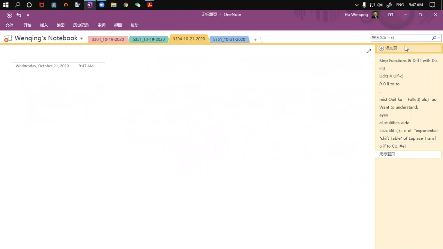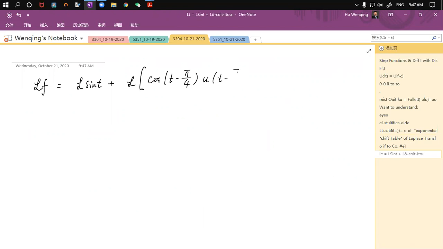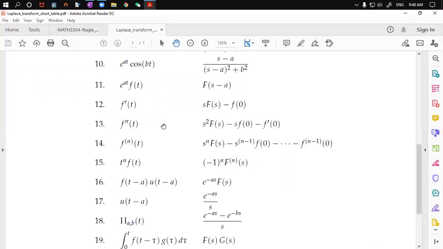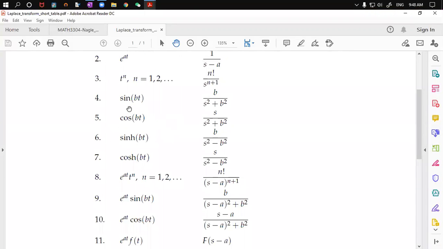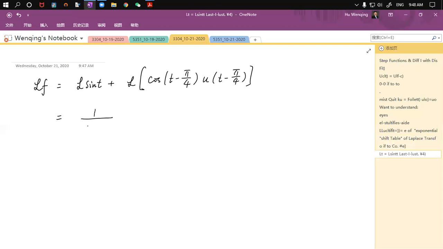So if you want to calculate the Laplace transform of f, it is nothing but the Laplace transform of sine t plus the Laplace transform of the function cosine of t minus pi over 4 multiplied by u of t minus pi over 4. You're shifting everything to the right by pi over 4. Now, to calculate sine t, you trace on the table. What function do you need for sine t? You can set b equal to 1, and it is 1 over s squared plus 1. That's the Laplace transform of sine t.